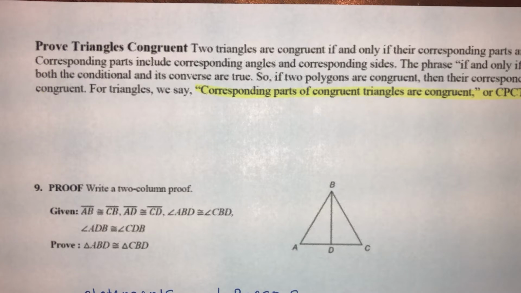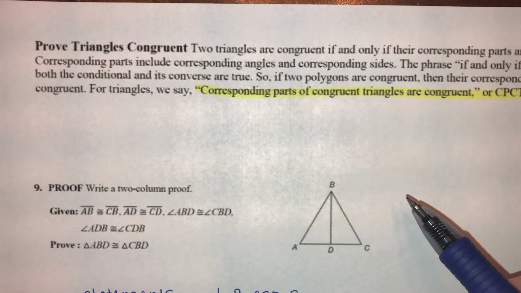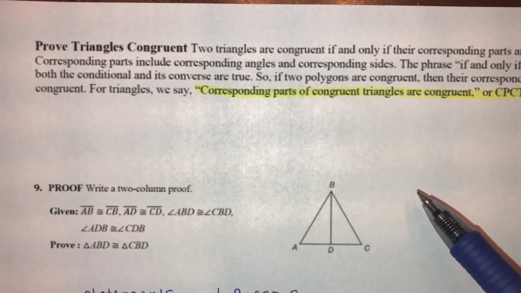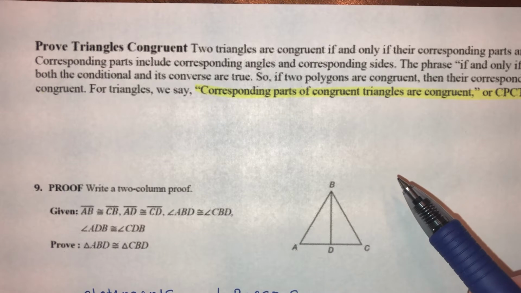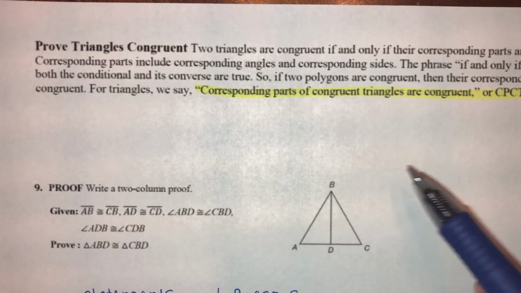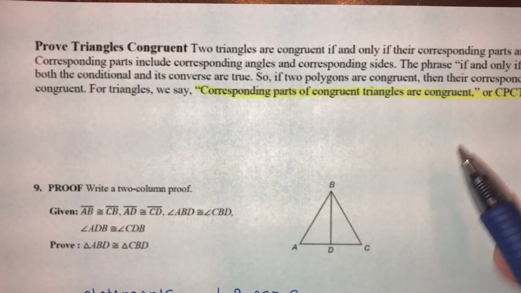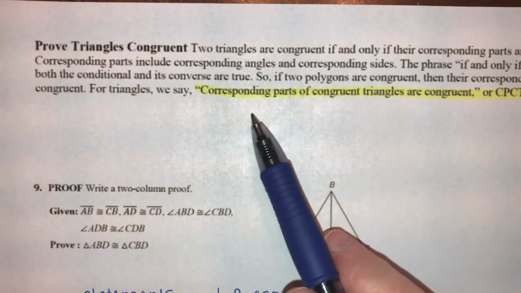So we talked about the third angle theorem, where we can prove that if two angles of one triangle are congruent to two angles of another triangle, then we automatically know that third angle is congruent as well. Okay, and that comes into play when we're proving that two triangles are congruent. To prove triangles are congruent, we have to prove that all three angles are congruent and all three sides are congruent, okay?